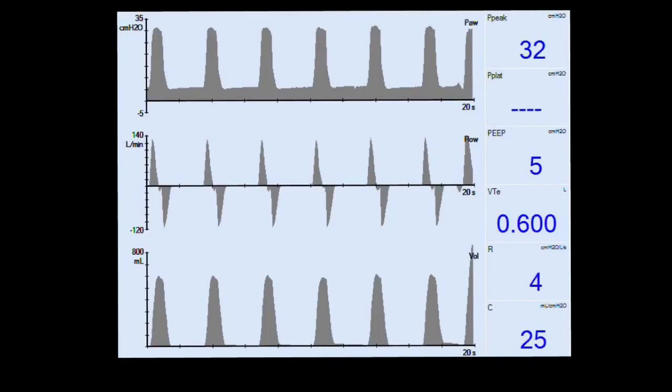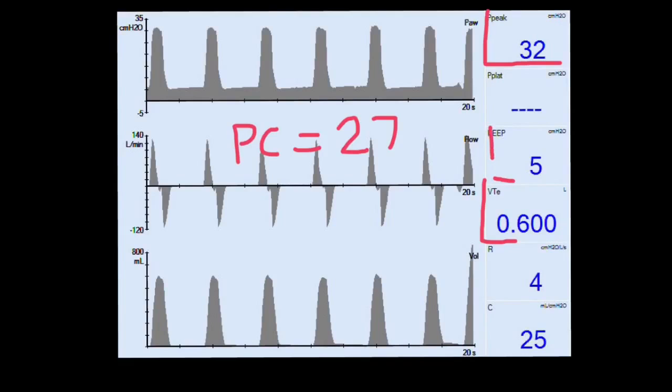So my measured tidal volume is 600, and that's my target. I had the operator set a value of 600, and to get this 600 tidal volume, the ventilator basically had to give a pressure control level of 27. And we know that because my peak inspiratory pressure is 32 and my PEEP is 5. So 5 plus 27 equals 32. And that's how I know I have a pressure control of 27.